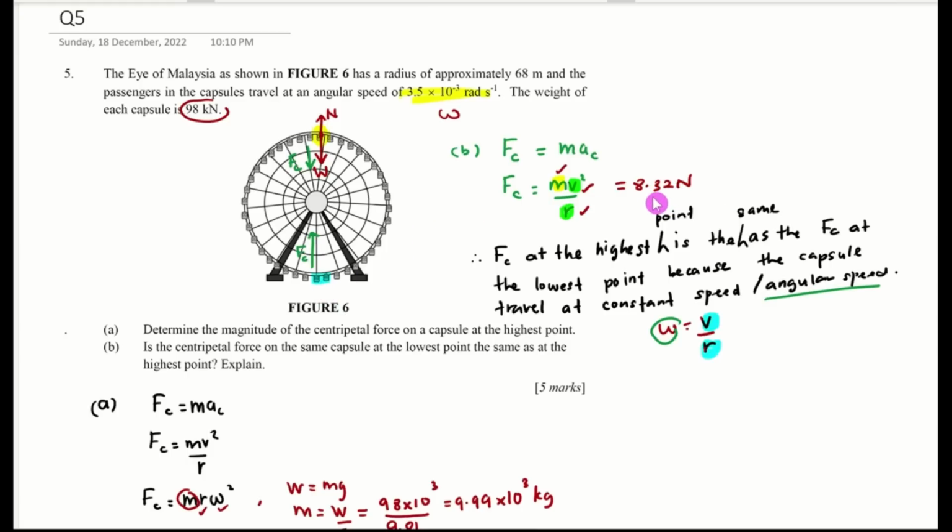It means that the magnitude is the same, since omega is constant, or the speed v is constant. So Fc is equal to m v squared over r, and we will definitely get the same magnitude. Only the direction of the centripetal force is different. If it is downward at the top, at the bottom it will be upward. Alright, so that finishes question 5. Let's proceed to question number 6.